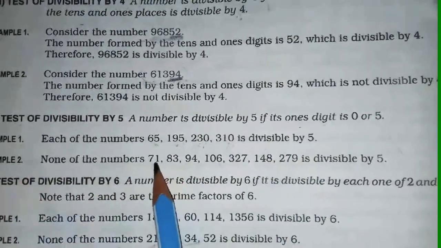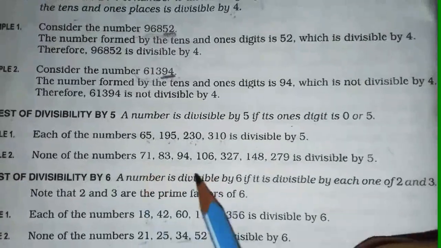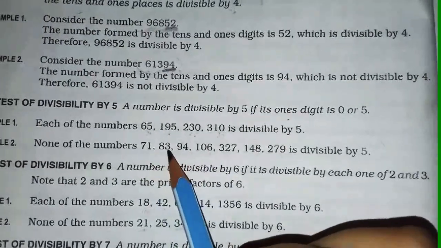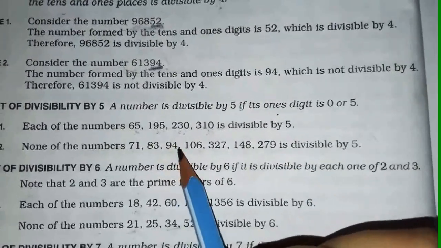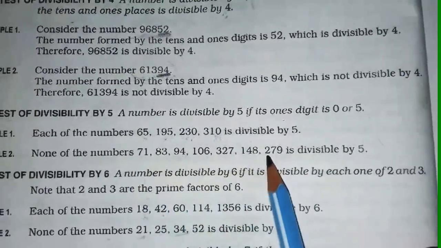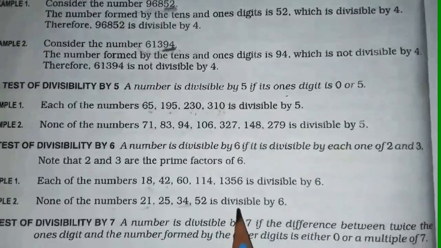In example 2, here 1 is the ones digit. Here the ones digit is 3. The ones digit is 4. Therefore, all these numbers are not divisible by 5.